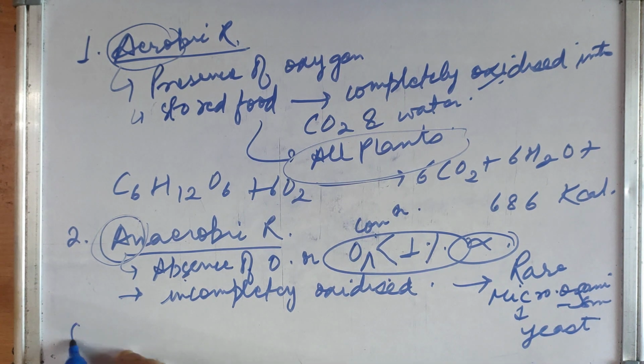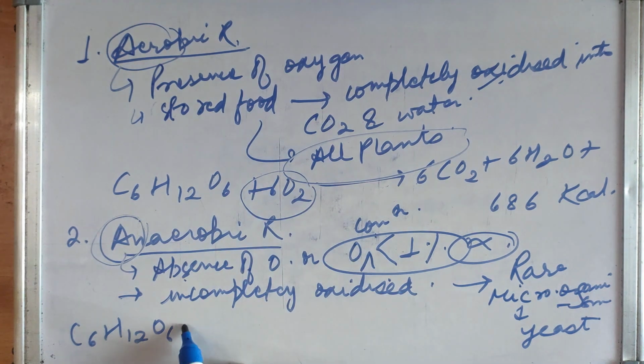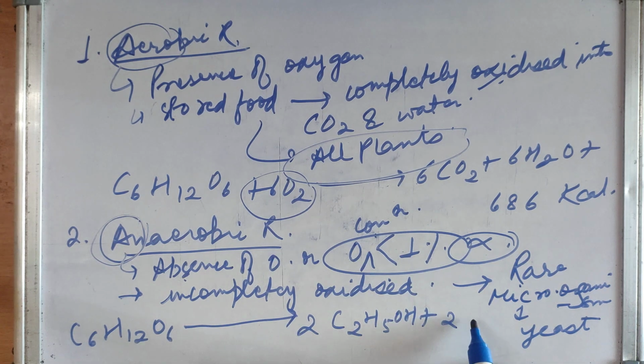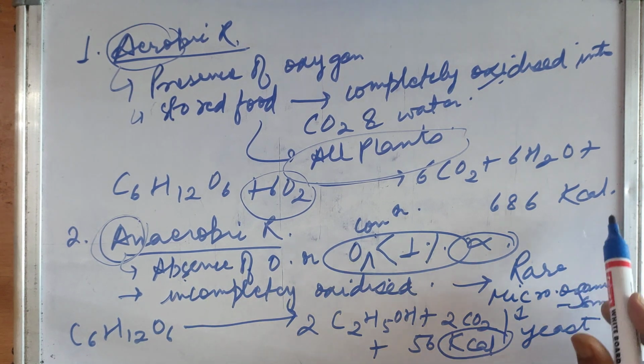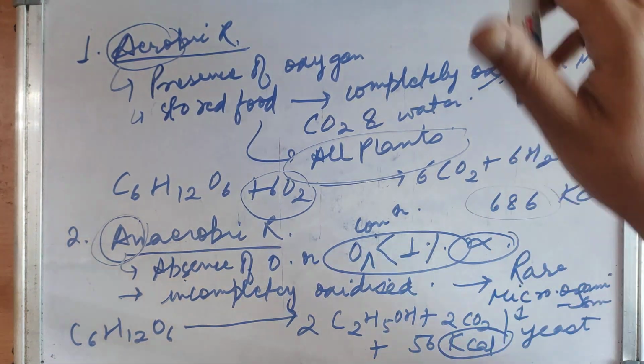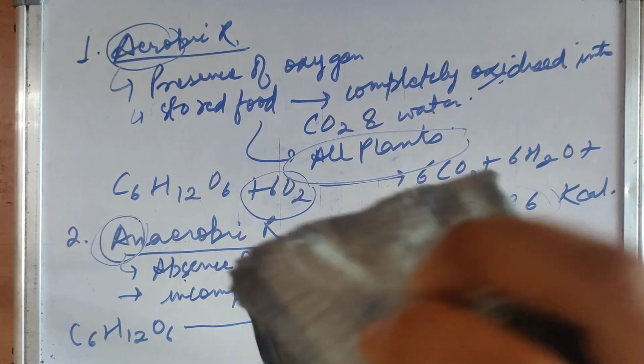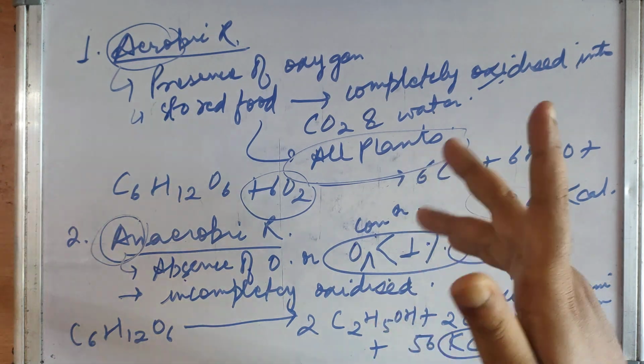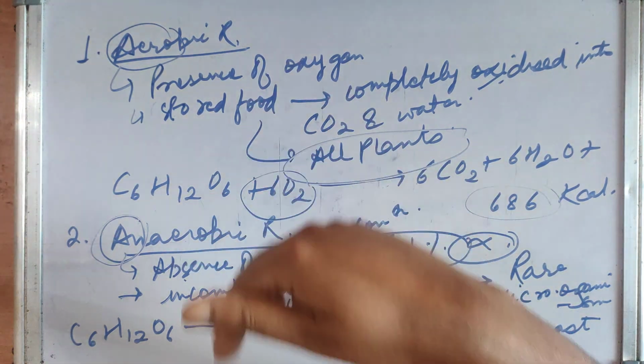So what happens here? C6H12O6, as no oxygen is present, forms 2C2H5OH plus 2CO2 plus energy, which is only 56 kilocalorie. That is very less than aerobic respiration. So this was aerobic and anaerobic respiration. You can also differentiate between those using this.